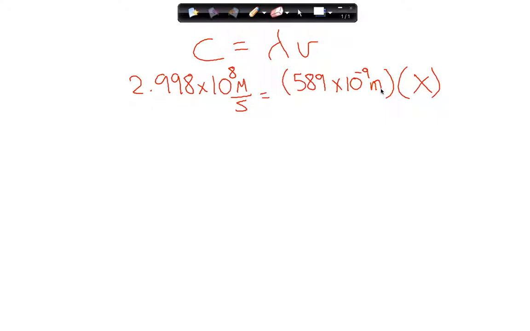Okay, so now let's do the math. So we've got 2.998 times 10 to the 8th, divided by 589 times 10 to the negative 9th. So our frequency is 5.09 times 10 to the 14th.